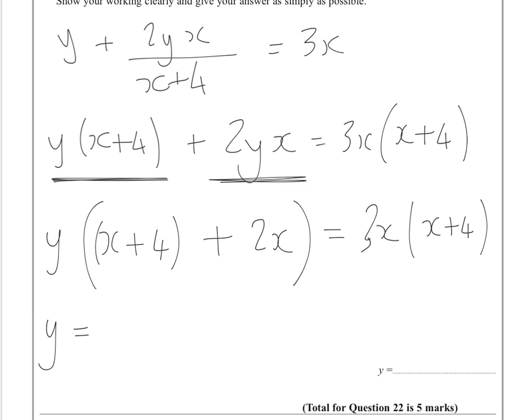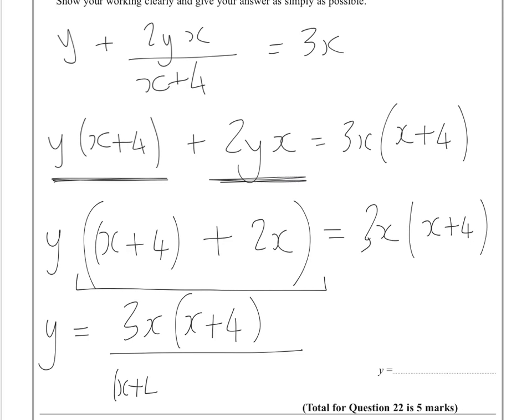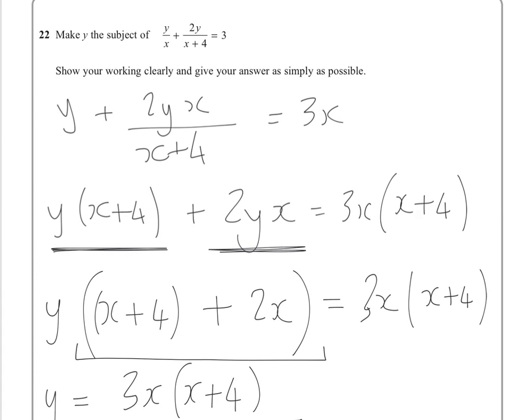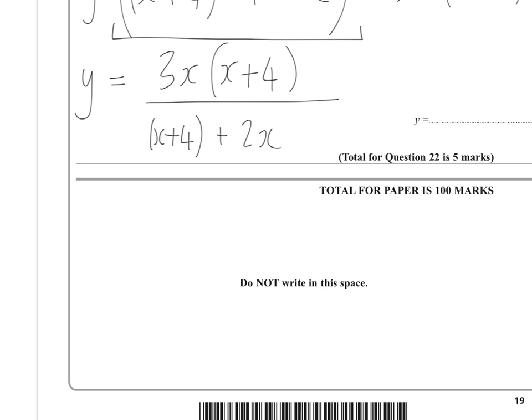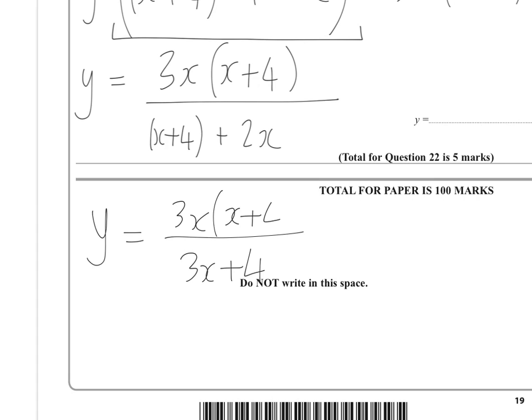And we need to get y equals. So you need to divide by this entire bracket here. Now, that isn't particularly simplified at this point, and we need to leave our answer as simply as possible. Therefore, we'll need to simplify our fraction. Now, the simplest I can simplify the denominator is 3x plus 4. Nothing is going to cancel numerator and denominator, so let's leave the numerator in its simplest terms, which means in factorised form 3x brackets x plus 4.